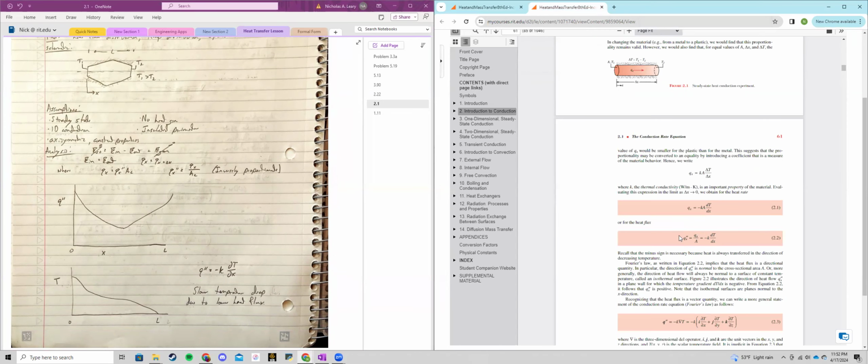It gives you some of the equations like over here that I'm showing you. Here are the two equations that I used, where heat flux is equal to the heat rate over area, and then it's also equal to negative k dT over dx to solve for that temperature change.